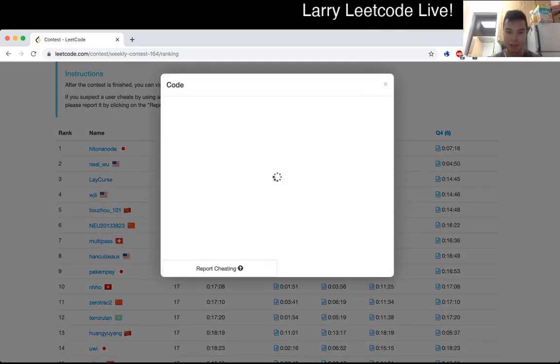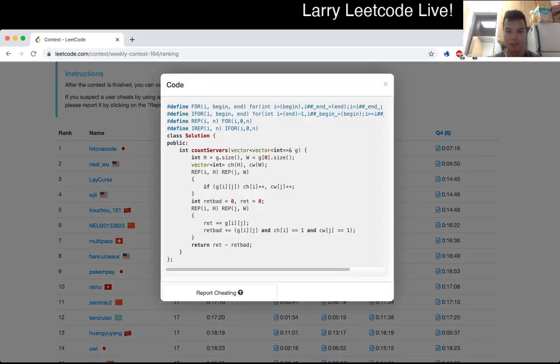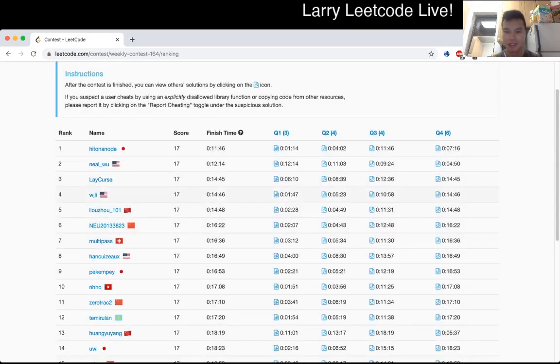See if other people did it. Okay, it's not loading. Same concept, just subtracting ones where this is the only thing in the column and row. So the negative of what we were doing, pretty much.